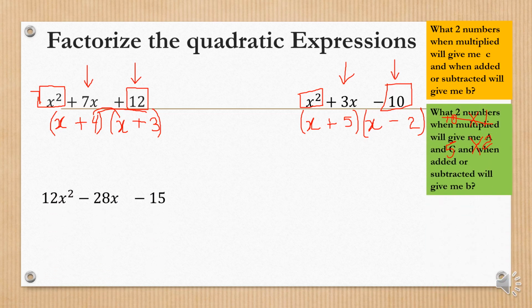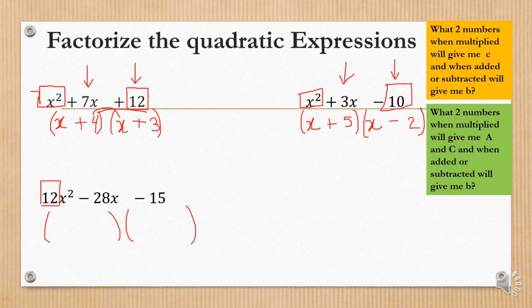Now let's look at 12x squared minus 28x minus 50. Now if you notice, in this example, we have a number besides 1 in front of the x squared. Yes? So we're going to work out this term first again. We're going to work out a. Now I'm going to draw my two brackets first.